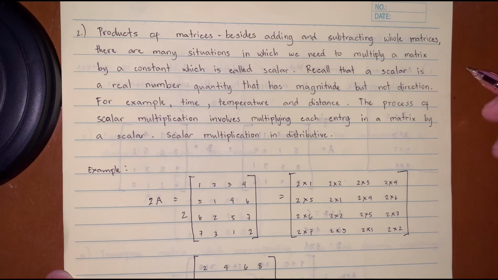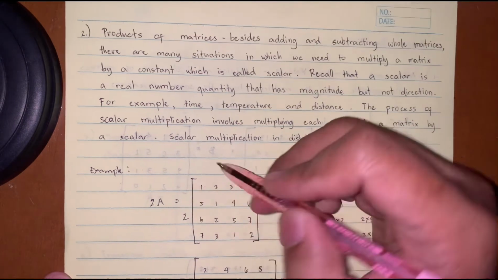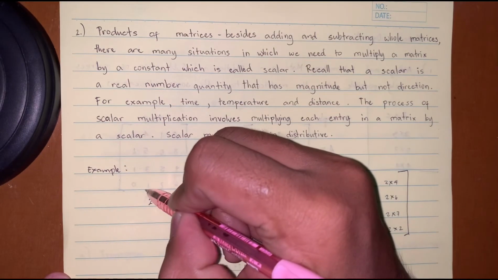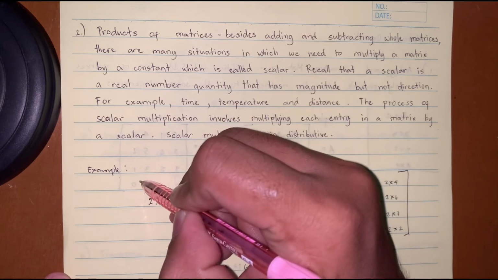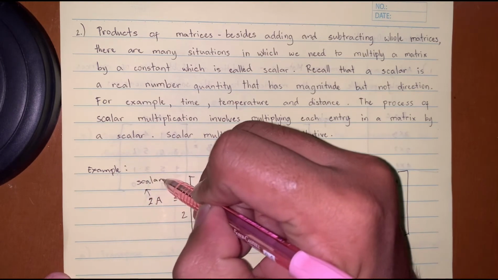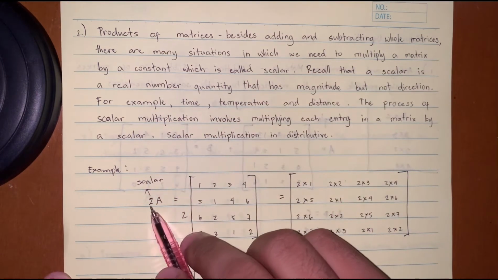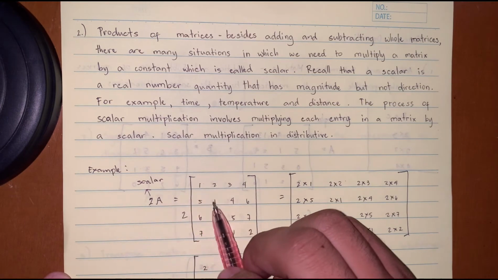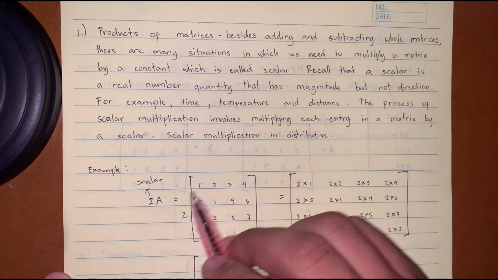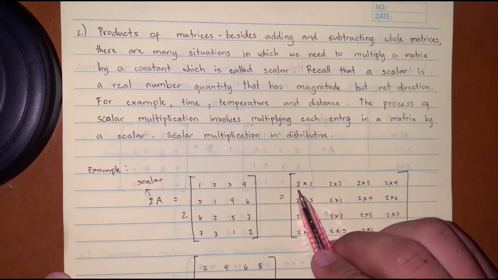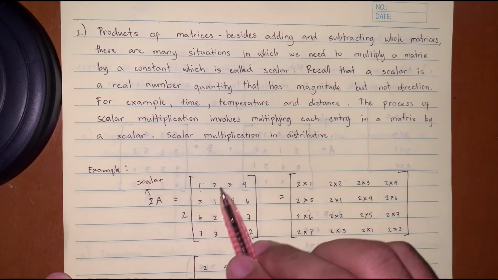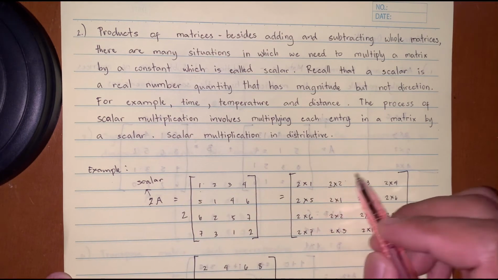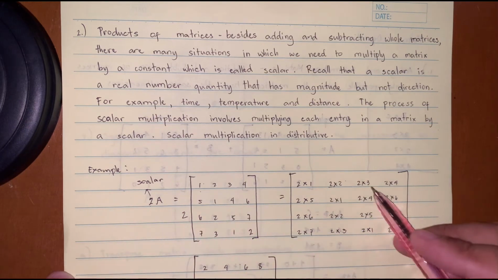Scalar multiplication is distributive. Sabi dun, ito yung scalar, yung constant. Multiply siya dito sa each entry or elements. 2 times 1, 2. 2 times 2 is equal to, 2 times 3, and so on.